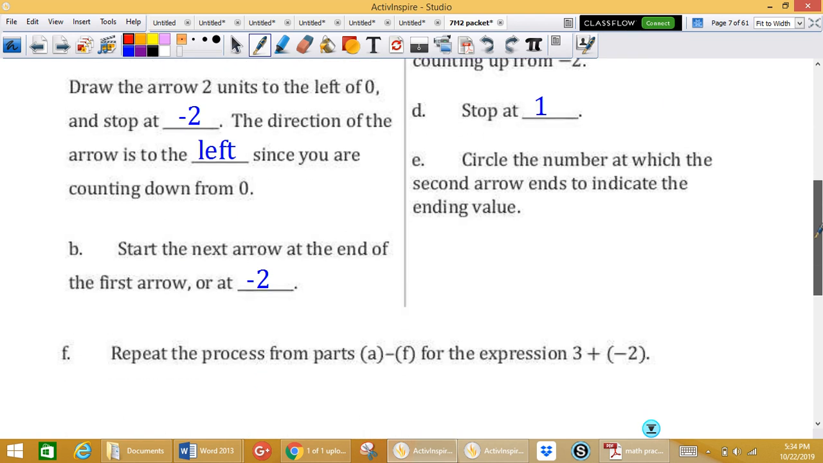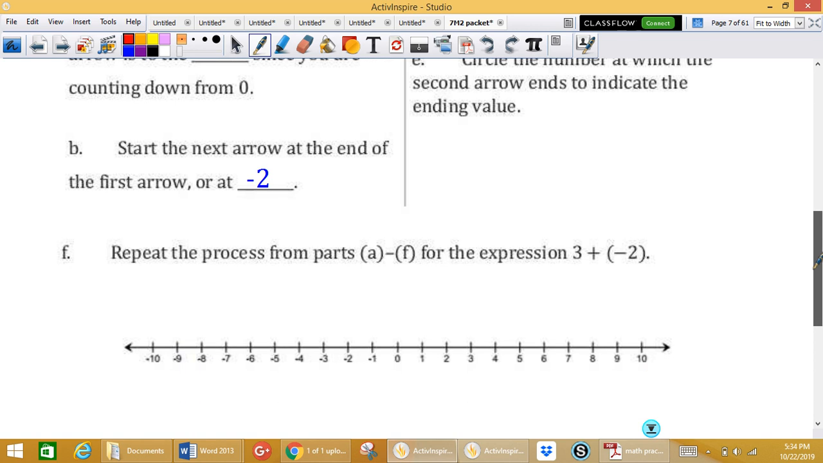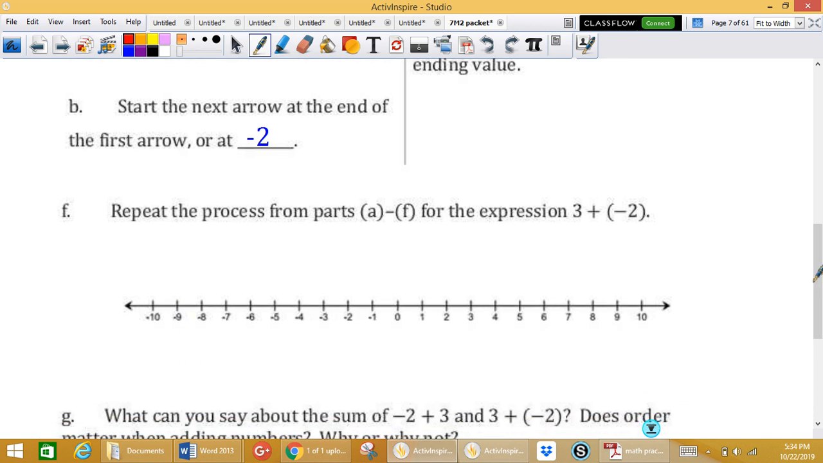Repeat the process A through F for the expression 3 plus -2. So I'm going to start at 0. I'm going to go to the 3. And then from the 3, I'm going to go back -2. So 1, 2. So my answer is 1.